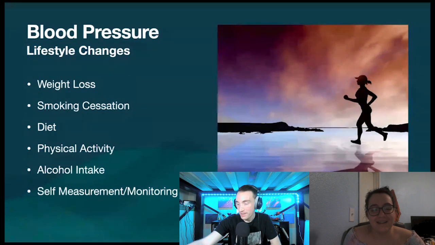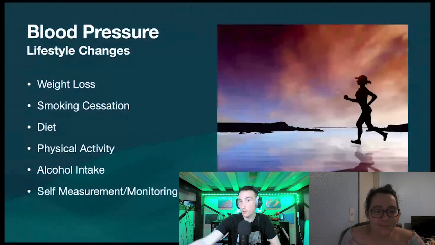And then there's also self measurement slash monitoring. So at home blood pressure monitoring. With that, it is important to obtain accurate blood pressure measurements and classify based on an average of at least two readings obtained at two different points in time.